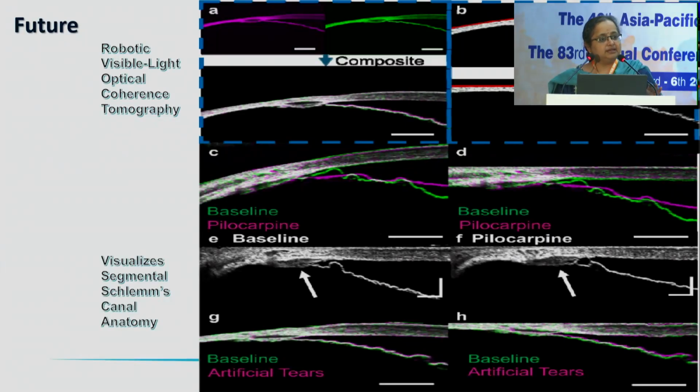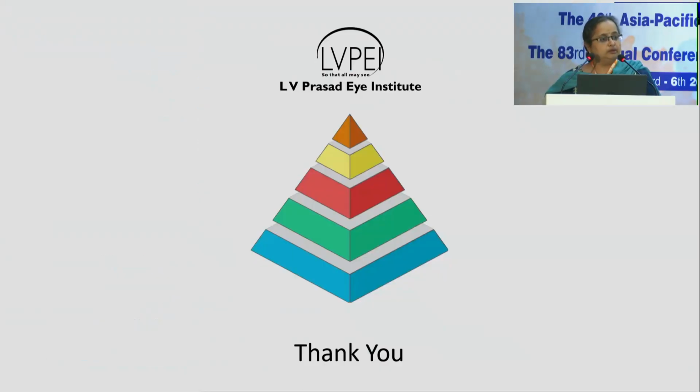And this is something that's coming up in the future, which is called robotic visible light OCT. This actually visualizes the Schlemm's canal in different segments, and then creates a 3D reconstruction of how the Schlemm's canal is in all those regions. So this is actually like seeing inside the eye, as to what has happened to the Schlemm's canal after your procedure and before the procedure. So this is something that's coming up. It's a doubt how much it will be available in India and when it is going to come.